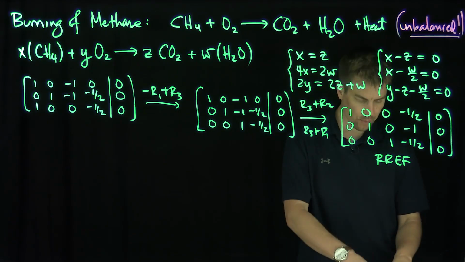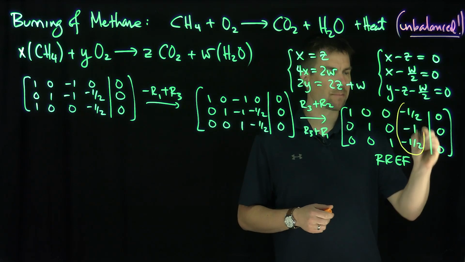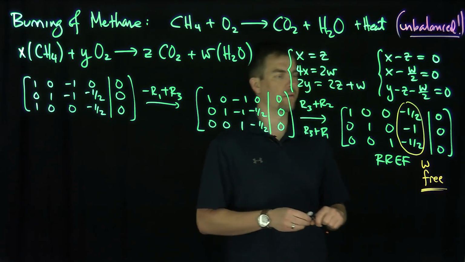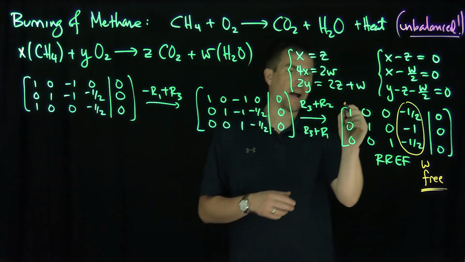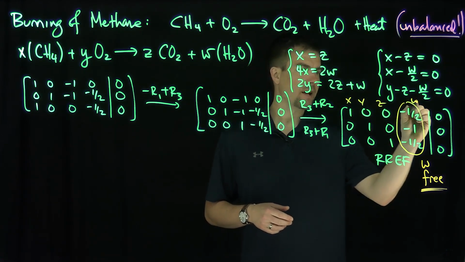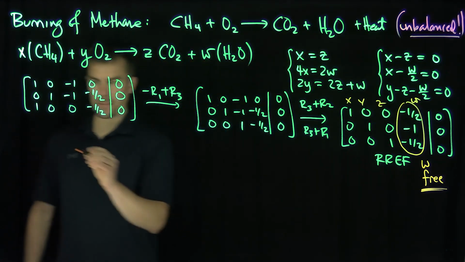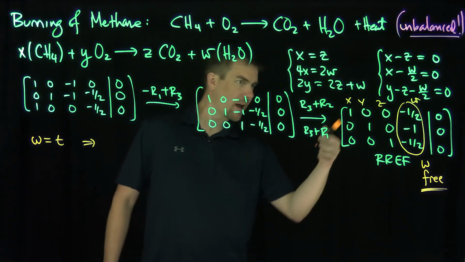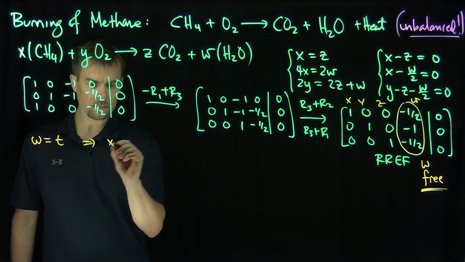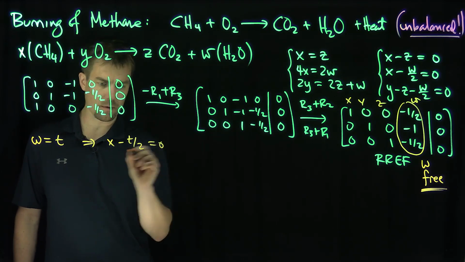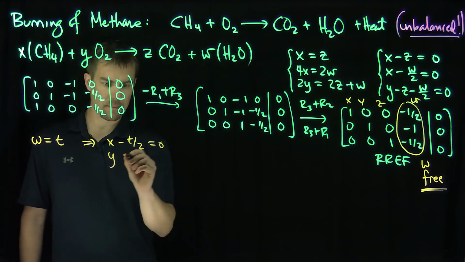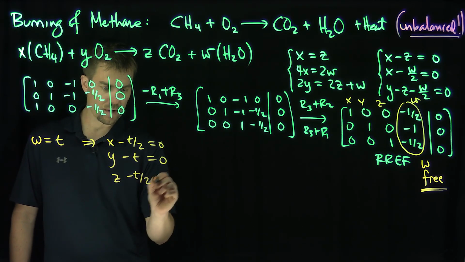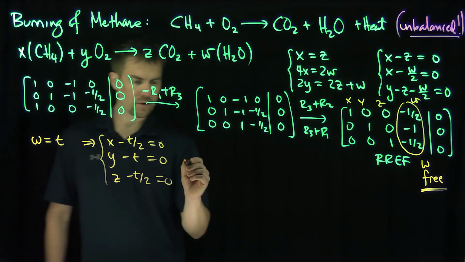Excellent. And so what I see in this problem is that my W variable is my free parameter. So W is free to do whatever it wishes, right? And I can solve for X, Y, and Z in terms of this free parameter W. So W is my parameter T, so let's let W equal T. Then I can say that X minus T over 2 is equal to 0, Y minus T is equal to 0, and Z minus T over 2 is equal to 0.